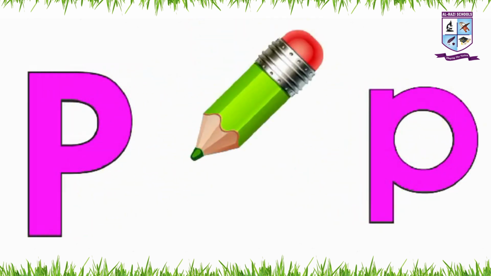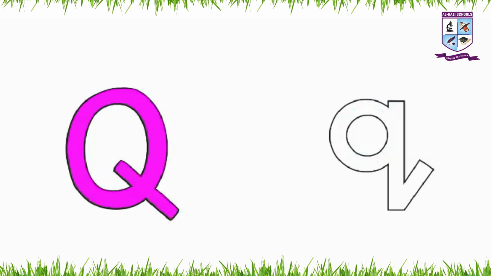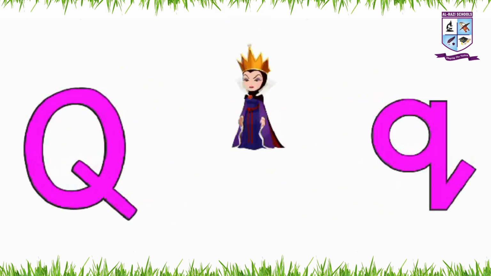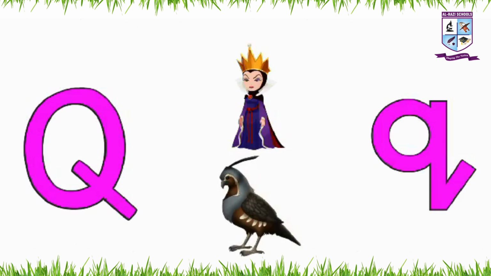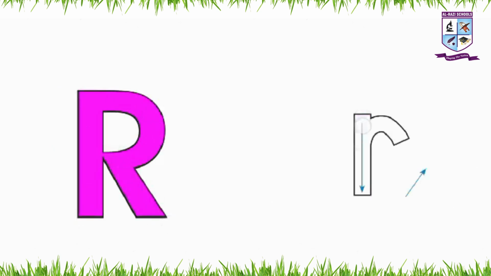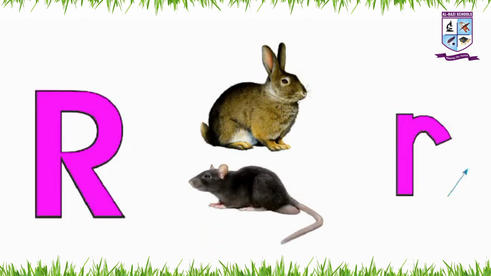P for pencil. P for parrot. Q for queen. Q for quail. R for rabbit. R for rat.